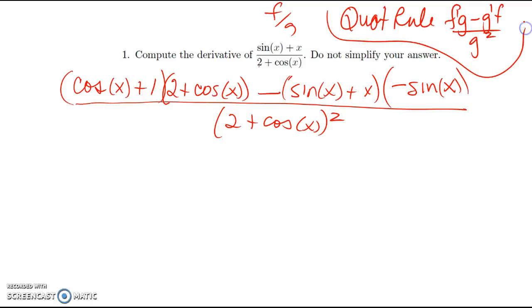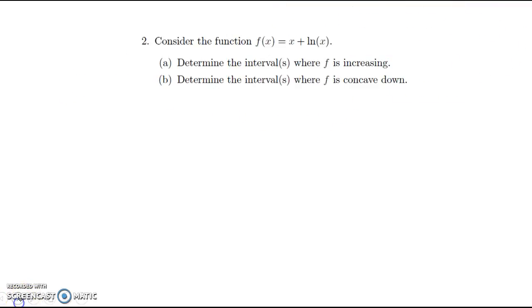Quotient rule, very important. Also knowing the derivative of sine is cosine, the derivative of cosine is negative sine. All right, it says consider this function and determine the intervals where it's increasing and it's concave down.